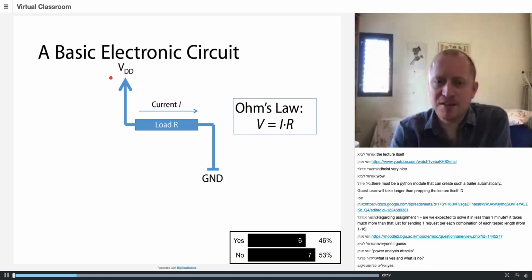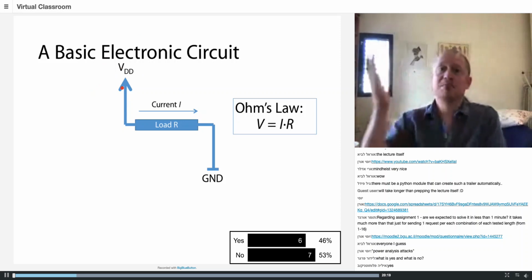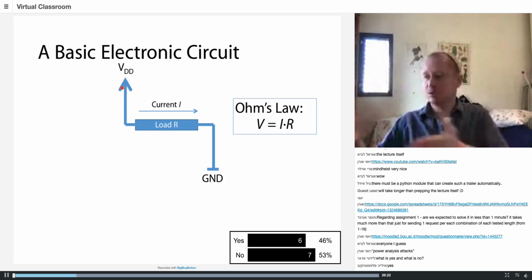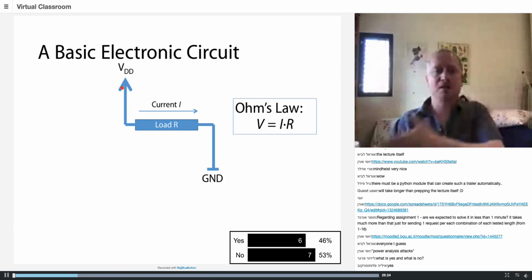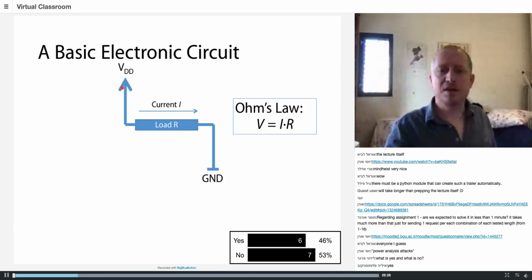What we have here is the VDD. This is a power supply. It could be a battery, USB port, could be the power port, and so on. And there is the ground.